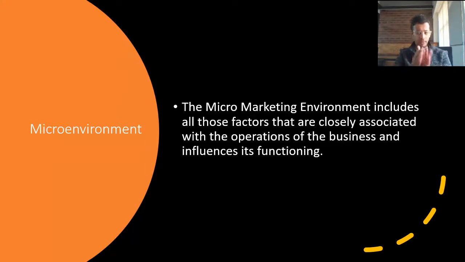So the first thing is micro environment. Every factor that is pretty much within the organization or within the business, which influences the operations and running of the organization, is called microenvironment. This includes everything that influences the functioning of the organization. Things like customers, the operating procedure itself within the company, the suppliers, all of these directly affect the functioning within the organization. So these are called micro marketing environment factors.